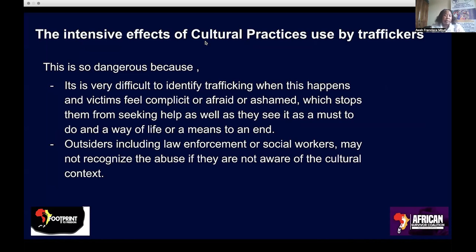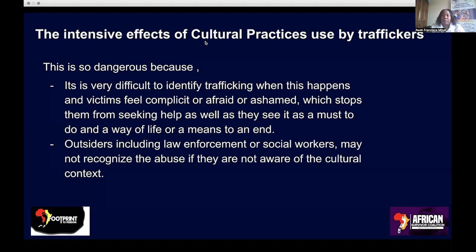Another danger, which has always existed, is that outsiders, including law enforcement or social workers, may not recognize the abuse if they are not aware of the cultural context. It might be difficult even for them to get in between people and their culture, because they know how important and binding traditions and customs are to people.